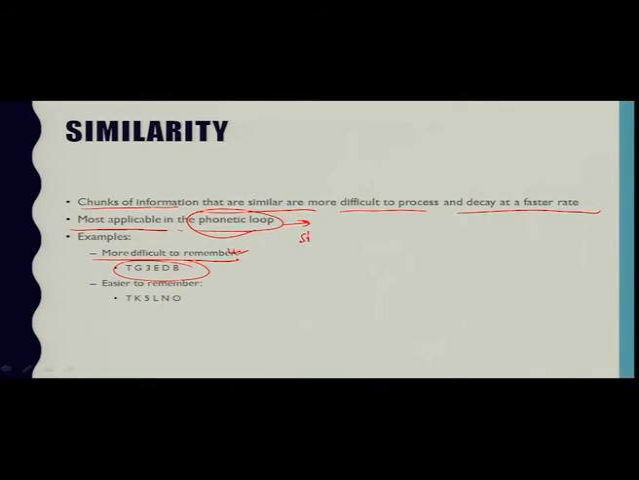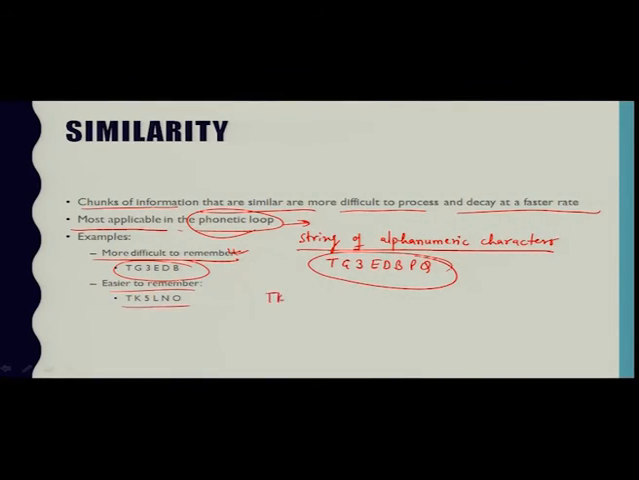If you take, for example, a string of alphanumeric characters like T, G, 3, E, D, B, P, Q, it is very difficult to maintain in working memory compared to a sequence like TQ, TK, 5, LNO. This is because the sounds in the first sequence are so similar. So some sort of distinctiveness and easiness you have to maintain in order to put it in your memory for a longer time. So now I am closing this lecture.